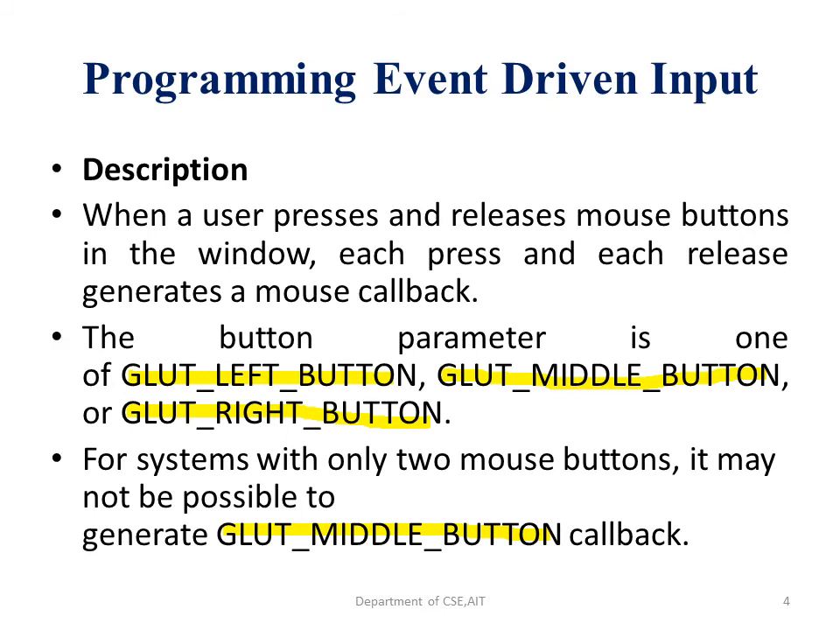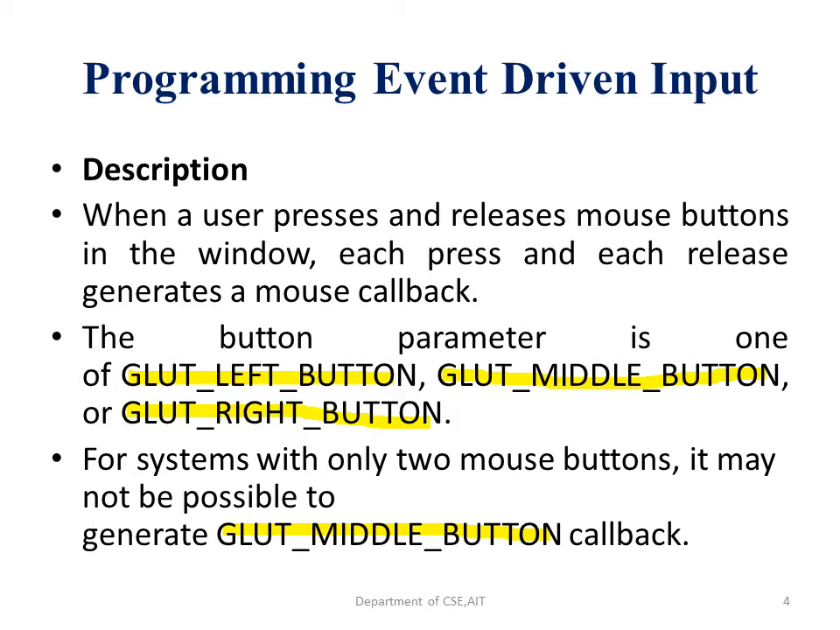Whenever a user is going to press or release a mouse button and this mouse cursor is present within the current window, then the press and the release is going to generate a function, and this function is called the mouse callback. So the button can be the left button, it can be the middle button, or it can be the right button.